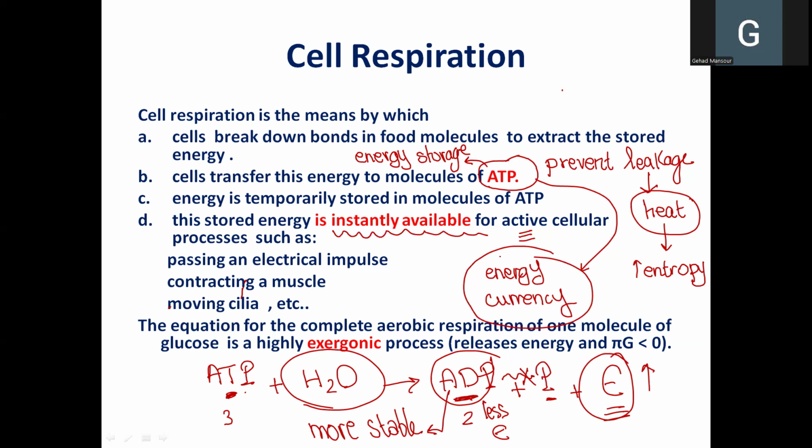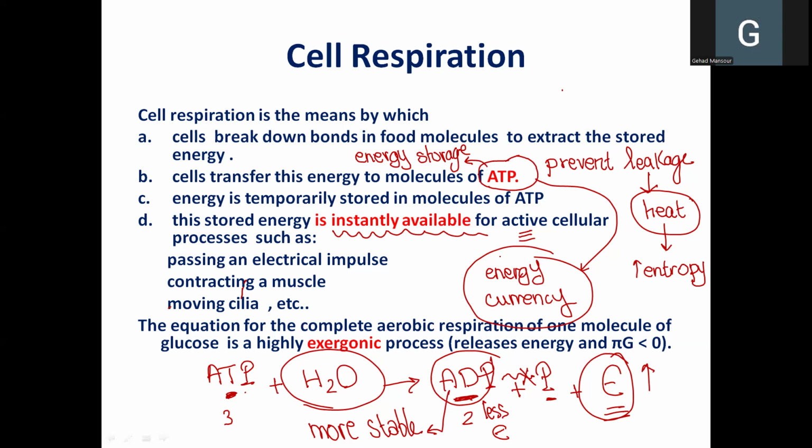And here in letter D, you have some examples of the active processes that might utilize energy in the cell, like, for example, the generation and the transfer of an electric impulse, the contraction of a muscle, whether this muscle is a skeletal muscle or a cardiac muscle or a smooth muscle, movement of cilia and flagella, as we have seen previously, because the motor proteins that lie at the bottom of the cilia and the flagella utilize energy from ATP to be able to move these structures.